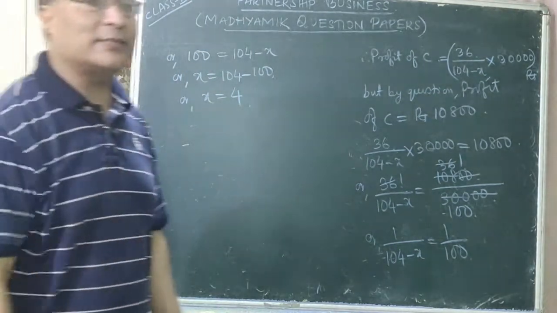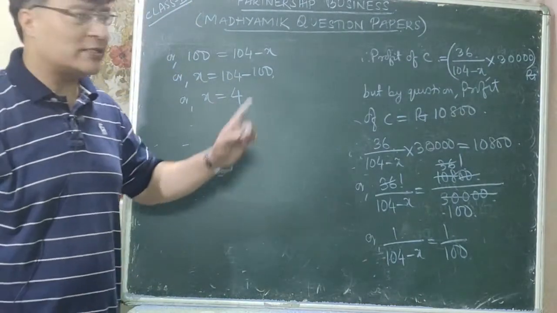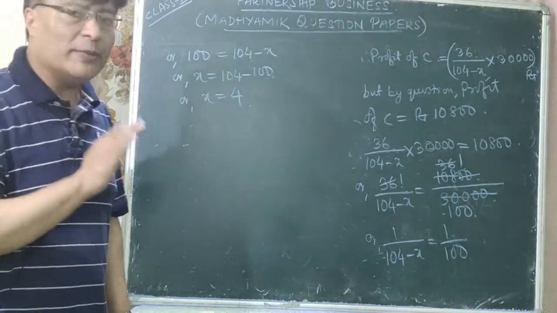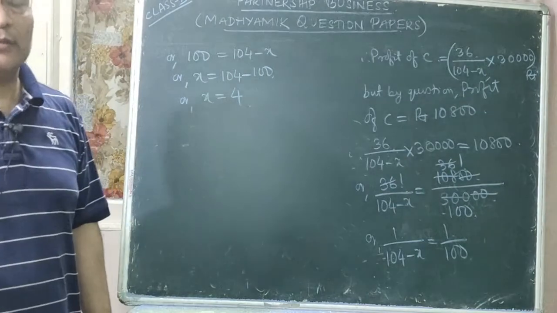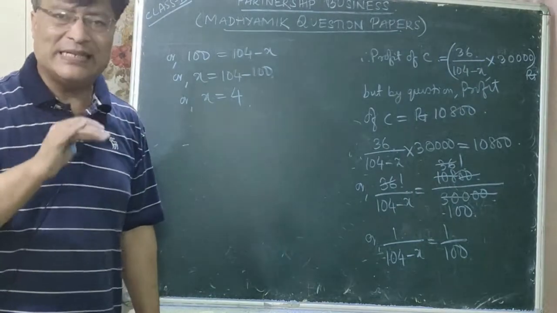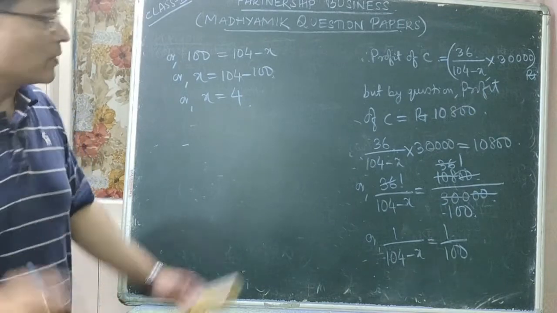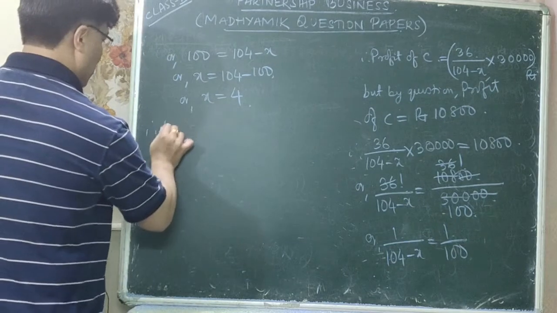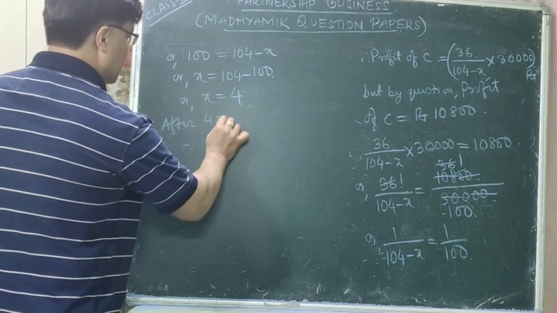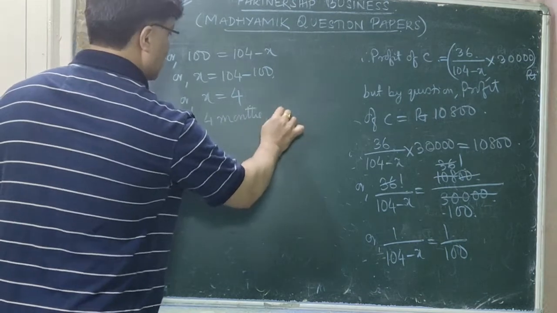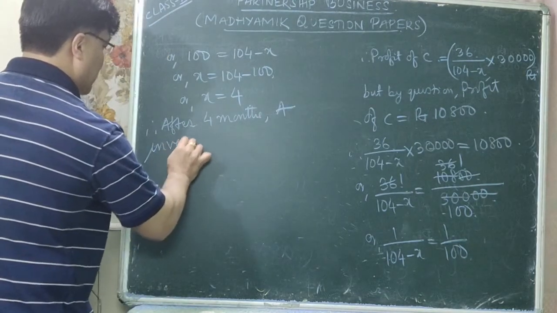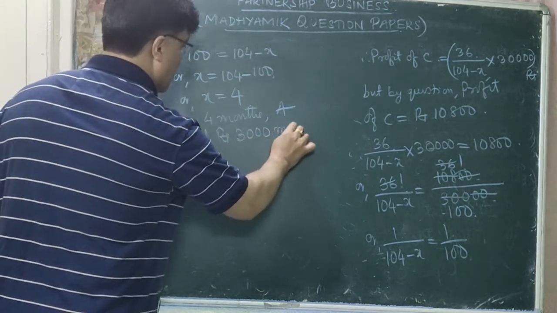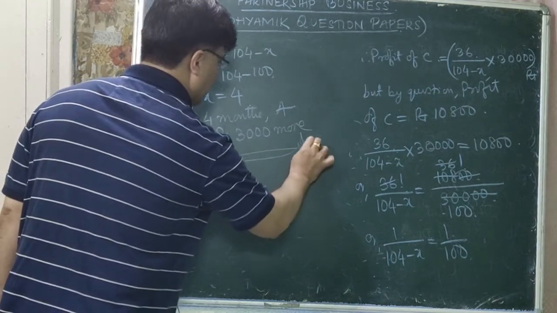The x was assumed as after x months A invested rupees 3000 more. So after how many months did A invest rupees 3000 more? So after 4 months A invested rupees 3000 more. So therefore, after four months A invested rupees 3000 more. So this is the final answer.